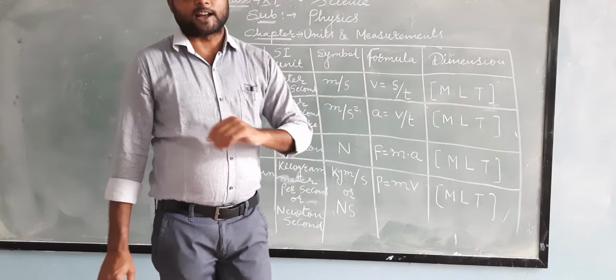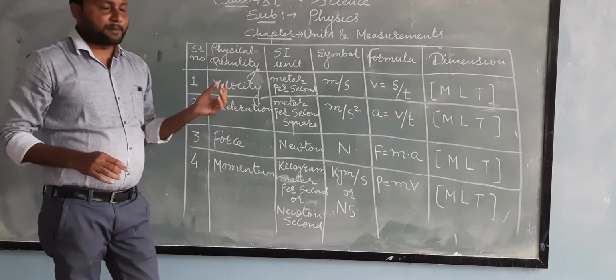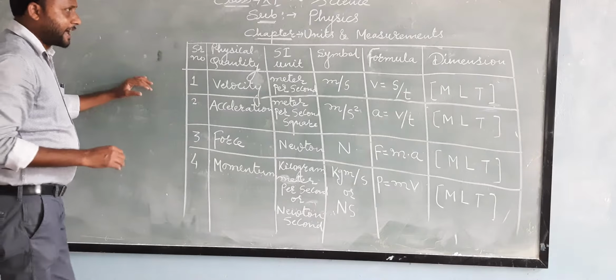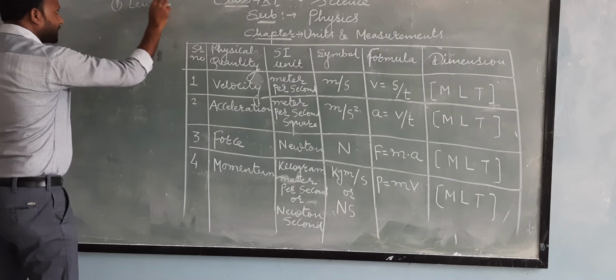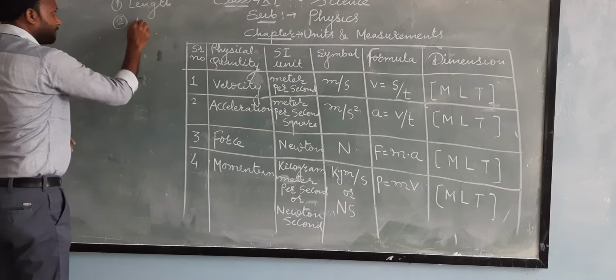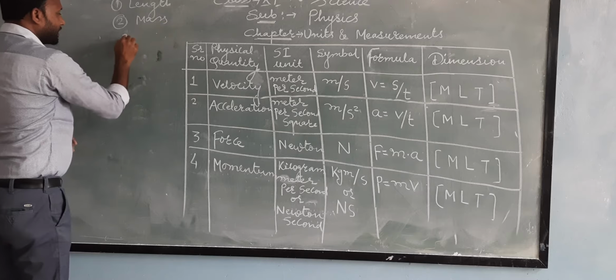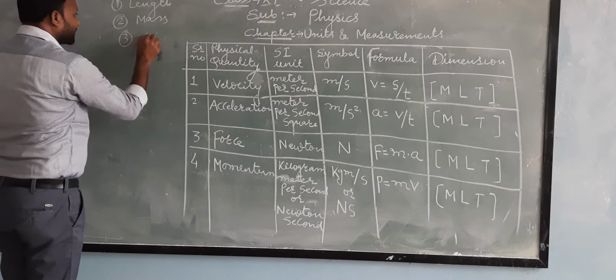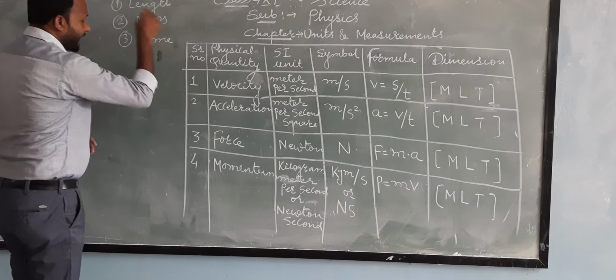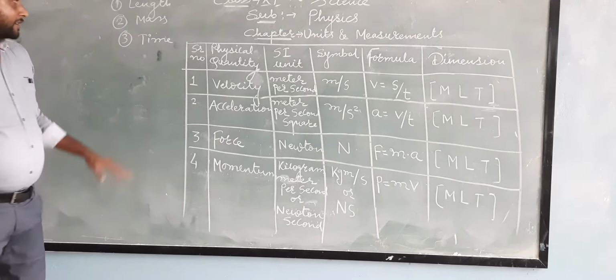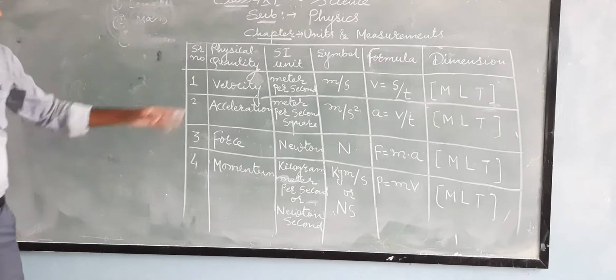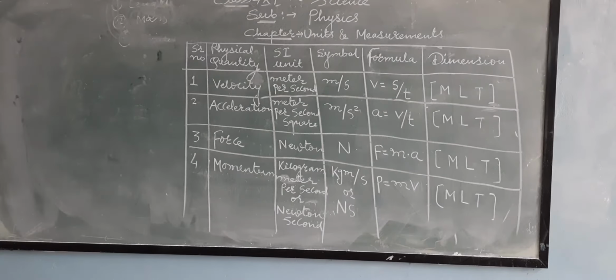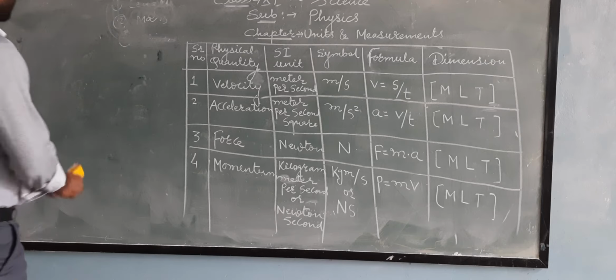In the last lecture, I gave some examples to find the dimension. For example, we found the dimension of length, the dimension of mass, the dimension of time, etc. Now we are going to find the dimensions of physical quantities which are velocity, acceleration, force and moment.